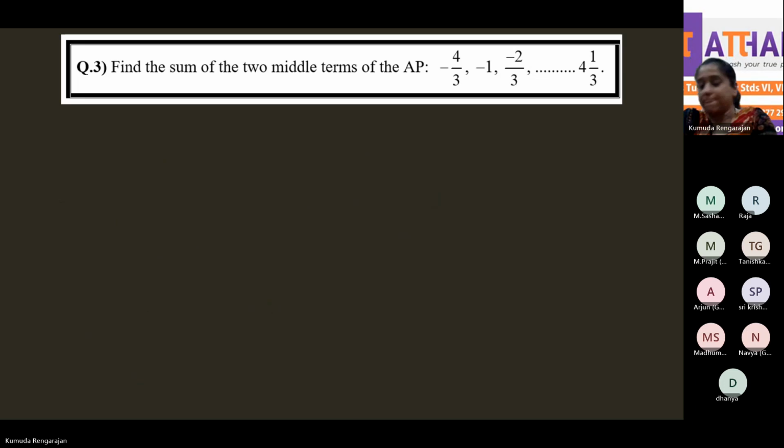Next one. Find the sum of the two middle terms of the AP.